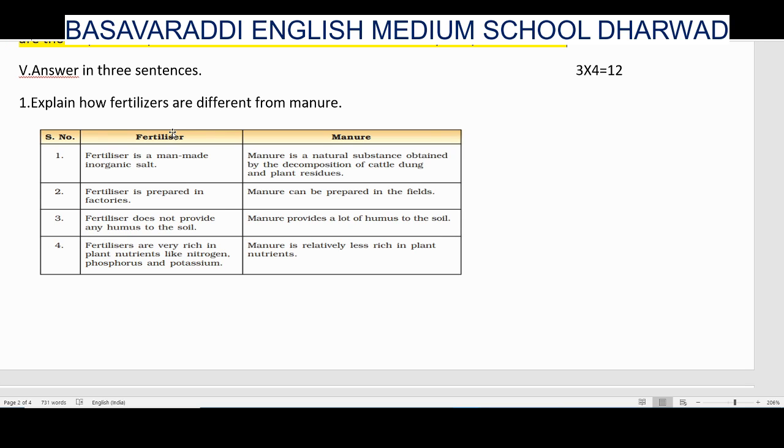Fertilizers are very rich in plant nutrients like nitrogen, phosphorus and potassium, as they are chemical based. So you will have nitrogen, phosphorus and potassium. But manures are not so rich in all these nutrients when compared to the fertilizers, but yet they are very safe.